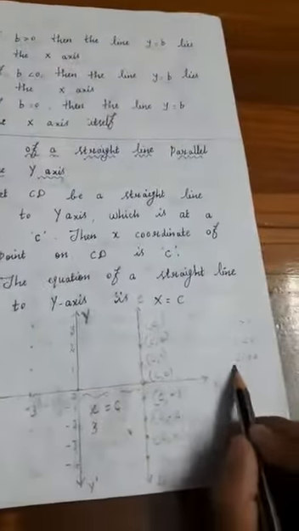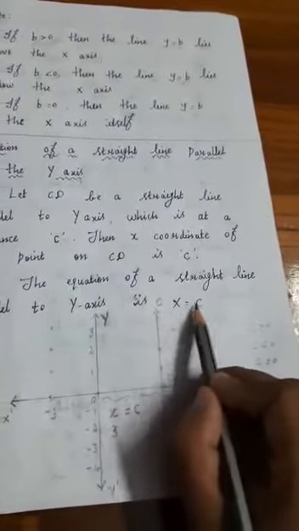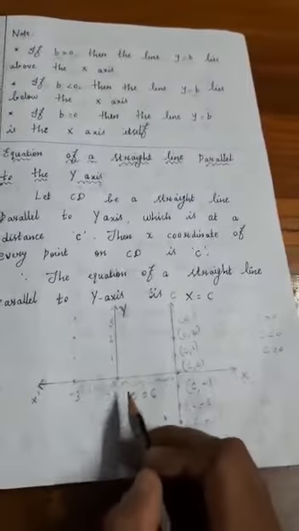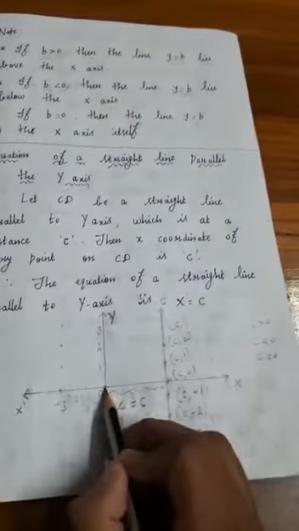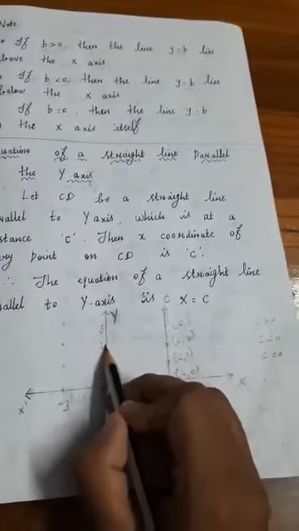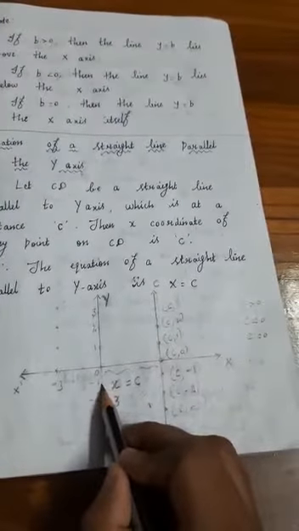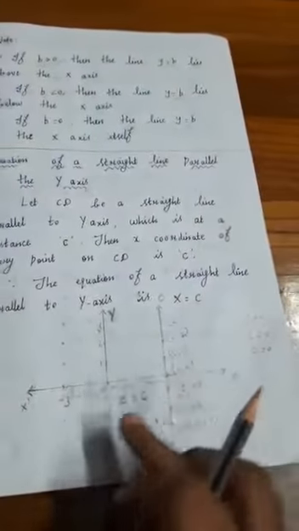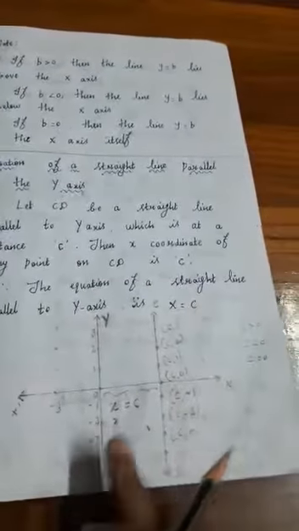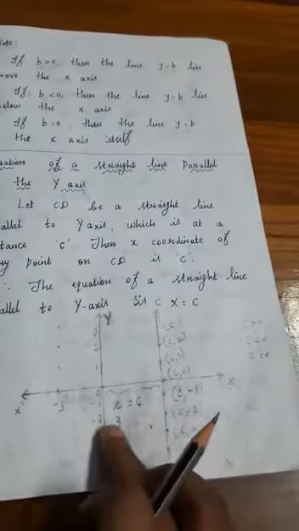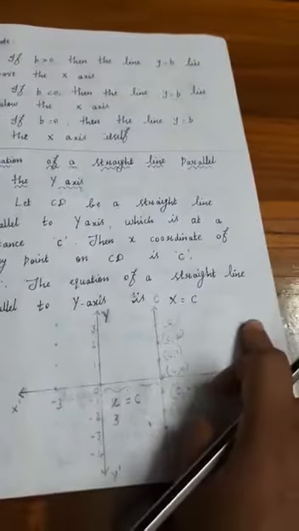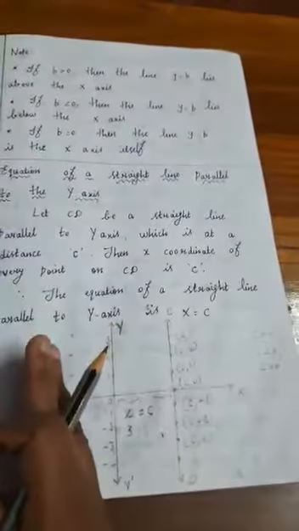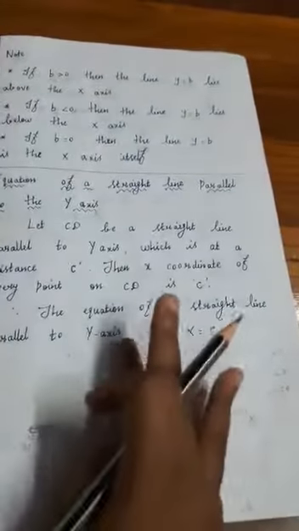Next, c is equal to 0. C equal to 0 means the x coordinate of every point is 0. So where do the points lie? 0 comma 0, 0 comma 1, 0 comma 2, 0 comma 3, and 0 comma minus 1, 0 comma minus 2. So if the x coordinate distance is 0, all the points lie on the y-axis line. If the distance is a positive number, c greater than 0, the points are on the right side of the y-axis line. Negative number means the left side of the y-axis line. Equal to 0 means on the y-axis line.